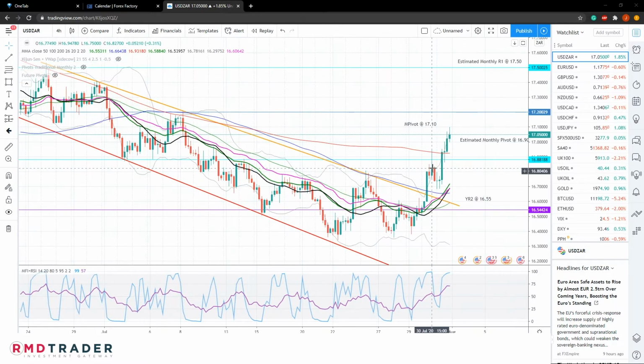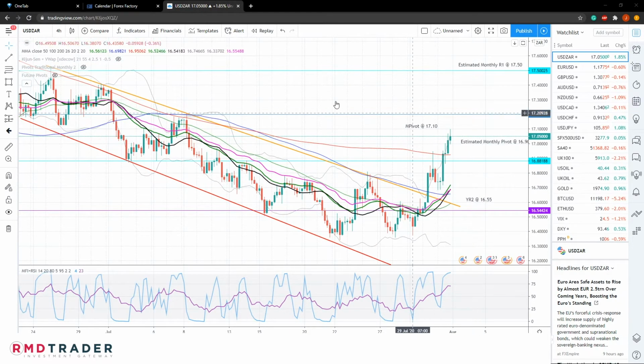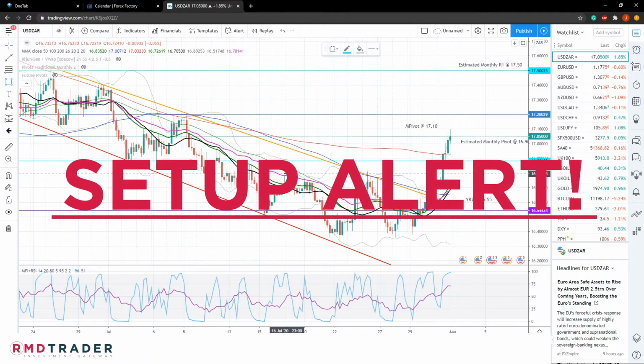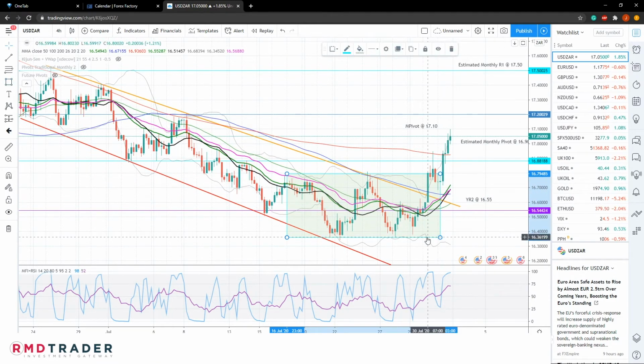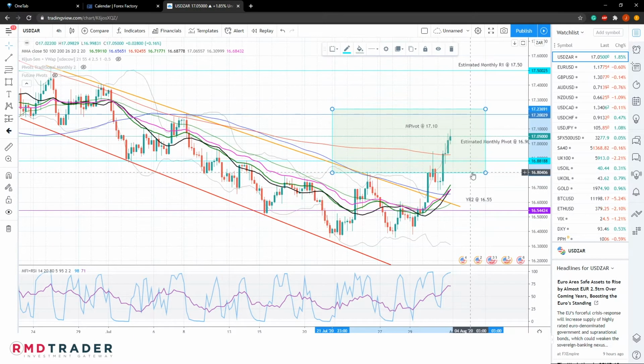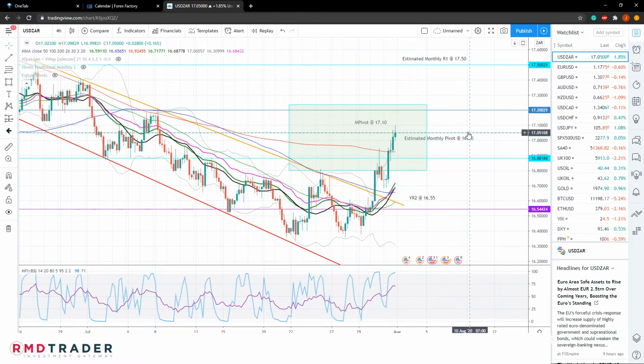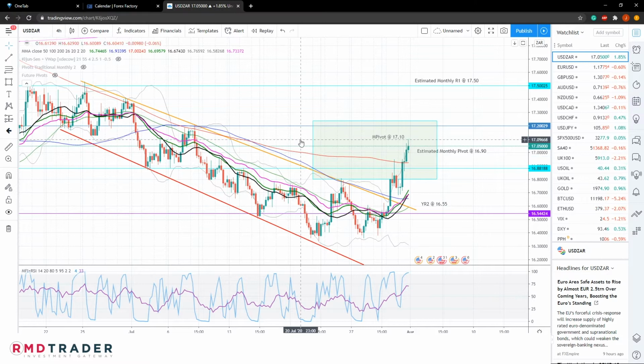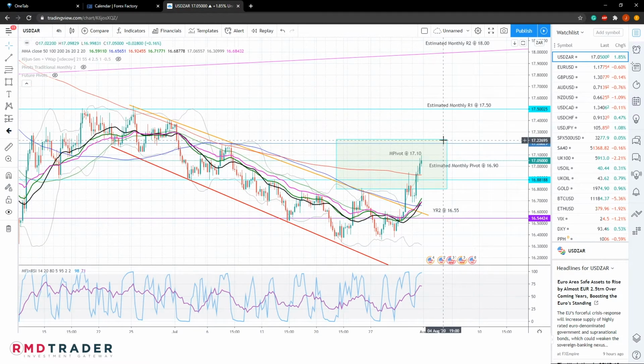So looking at what we can expect for this week, just looking at a quick projection of this W bottom structure that we've seen. If we were to project that upwards from the neckline that we had, we can see that takes us around about the 17 Rand 25 level. We also have the monthly pivots estimated at 16 Rand 90, so that's somewhere between the 16 Rand 90 and 17 Rand level. The reason I'm stating an estimate monthly pivot is because the pivots have not yet been calculated this month.